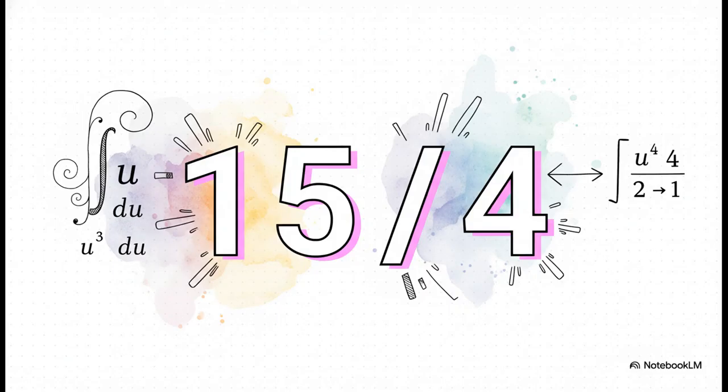So we just integrate u cubed to get u to the 4th over 4, we evaluate it from 2 down to 1, and we get our clean final answer, 15 over 4. Done. No back substituting, no mess, no fuss.